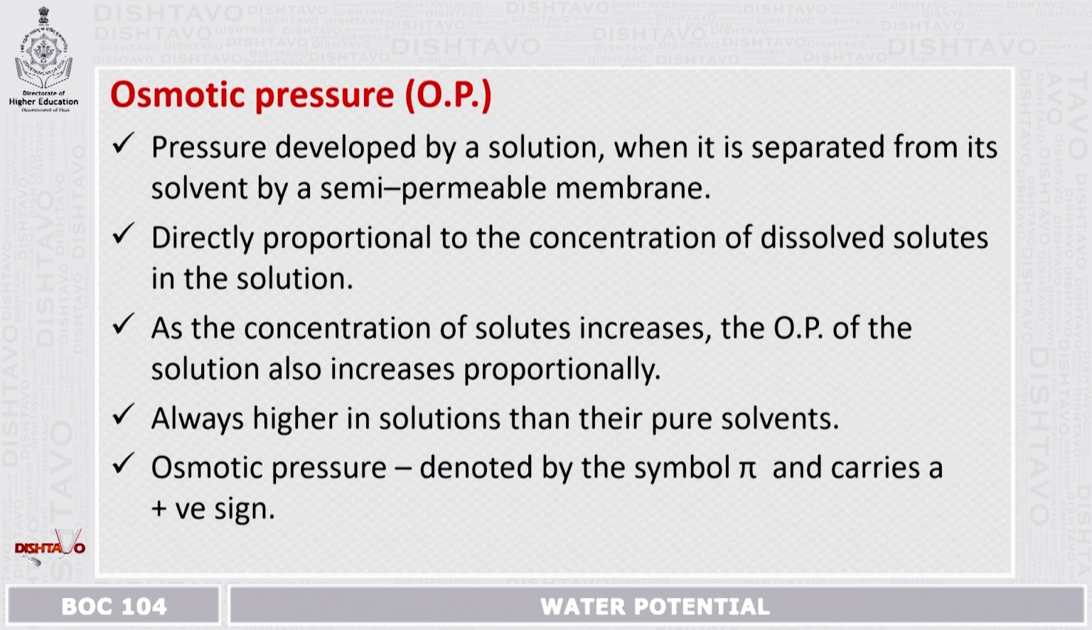Osmotic pressure. This is the pressure which is developed by a solution when it is separated from its solvent by a semi-permeable membrane. This osmotic pressure is directly proportional to the concentration of dissolved solutes in the solution. So, the more the number of dissolved solutes in the solution, the higher will be the osmotic pressure. So, it is always higher in solutions than in their pure solvents. Osmotic pressure is denoted by the symbol pi, and it carries a positive sign.